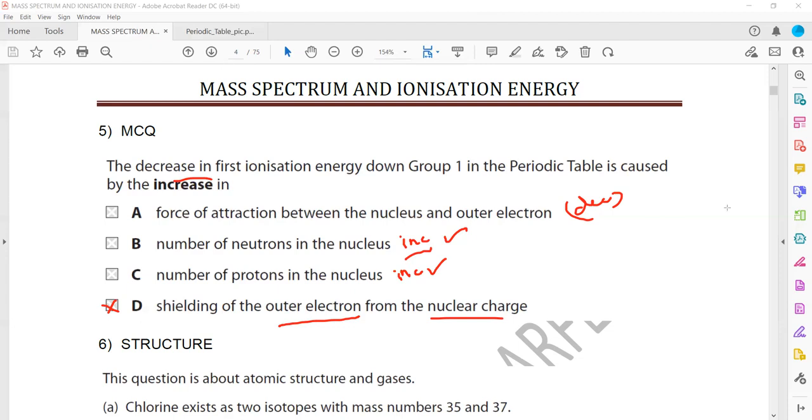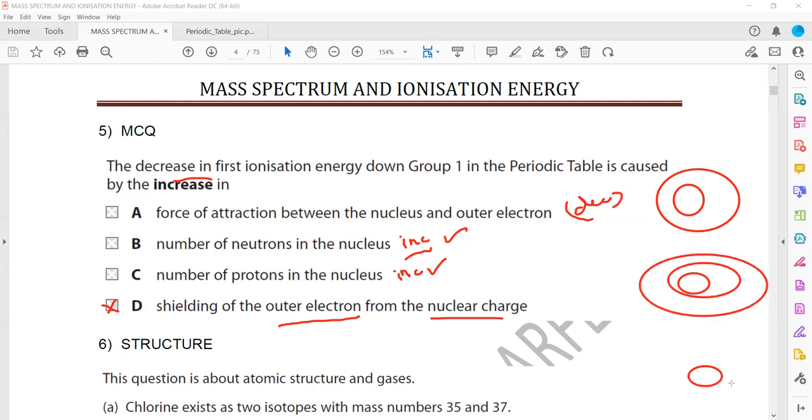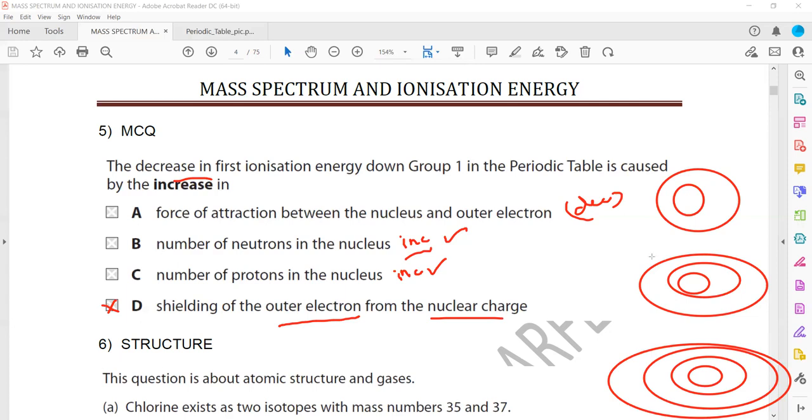Like lithium will have 2 shells, sodium will have 3 shells, potassium will have 4 shells, and all have the same number of electrons in the last shell or outer shell. This will have 1 electron, this will have 1 electron, this also has 1. For lithium, few inner shell electrons. For sodium, more inner shell electrons. For potassium, a greater number of inner shell electrons. So the shielding effect is increasing, and that increase in the shielding effect causes a decrease in ionization energy. Is it clear? Discussion 5.